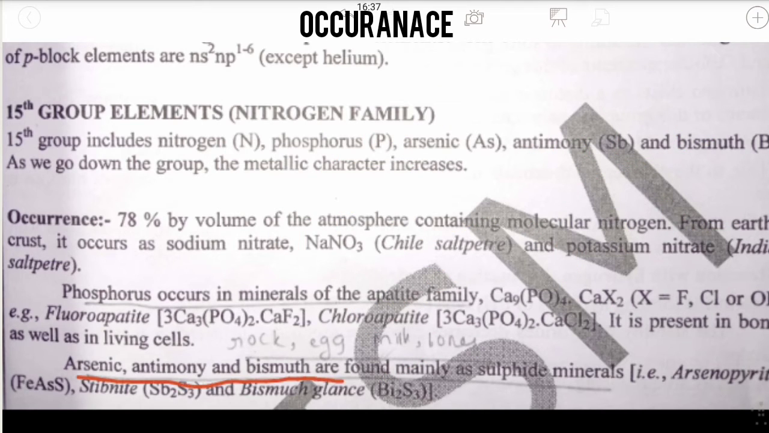Arsenic, antimony and bismuth are found mainly as sulfide minerals. Phosphorus is found as minerals of the apatite family, whereas nitrogen is found in the atmosphere and in the Earth's crust as sodium nitrate and potassium nitrate. Arsenic, antimony and bismuth are mainly found as sulfide minerals, for example stibnite and bismuth glance.